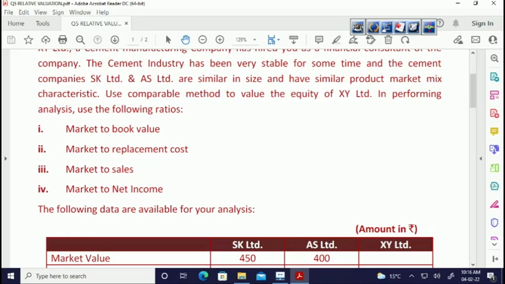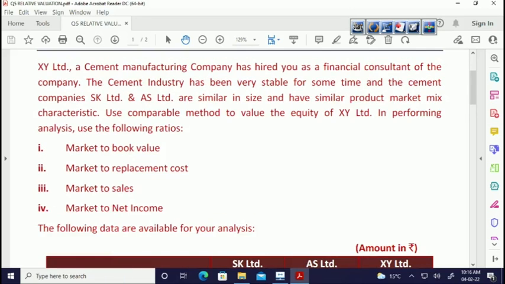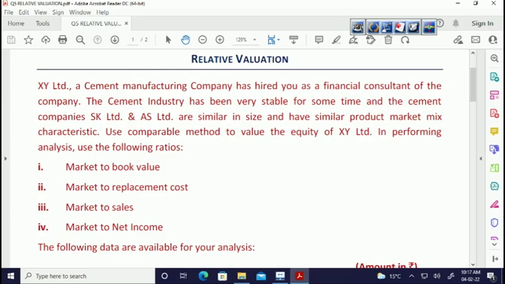Market to book value ratio, market to replacement cost, market to sales, market to net income. So they've given us 4 ratios. Now if an intelligent, commonsensical student will think about it, what are we expecting below the sum?